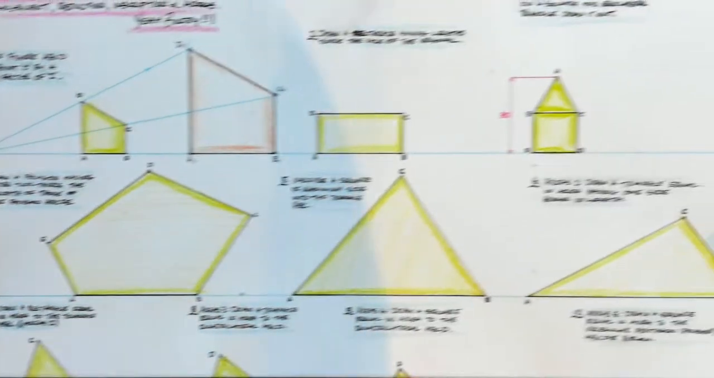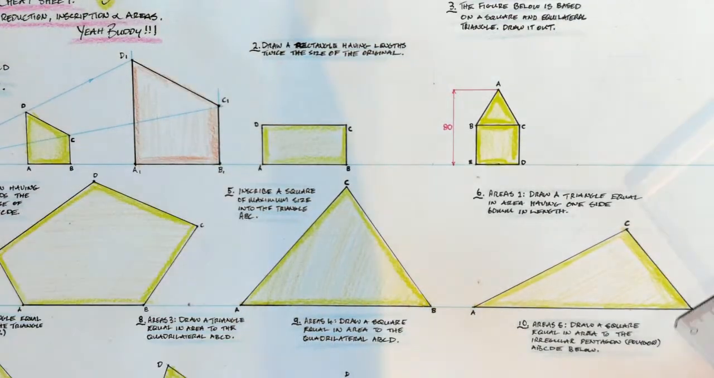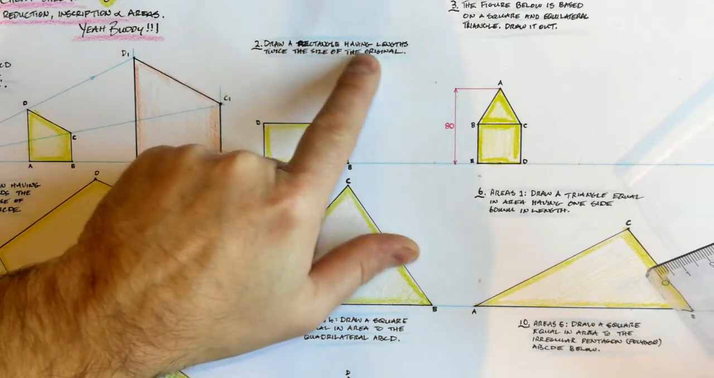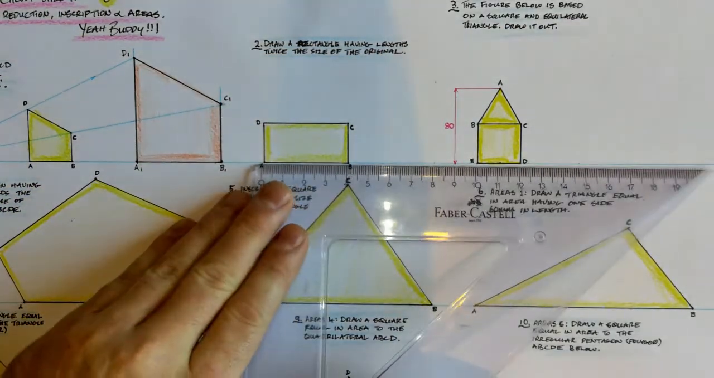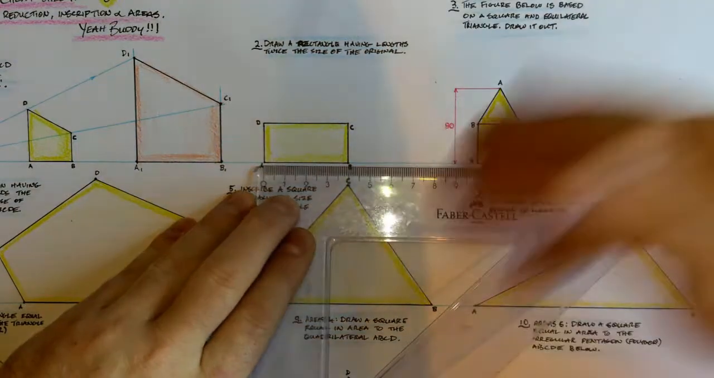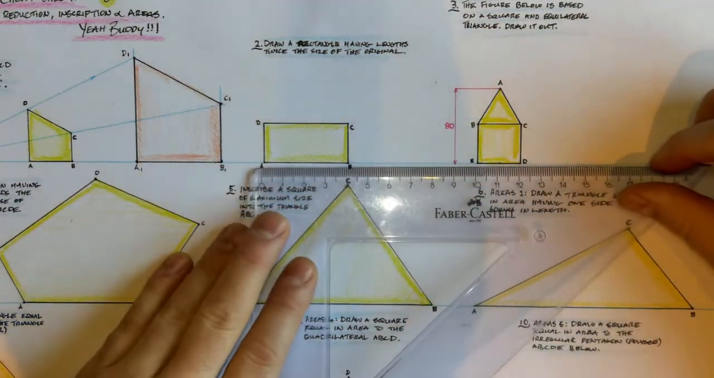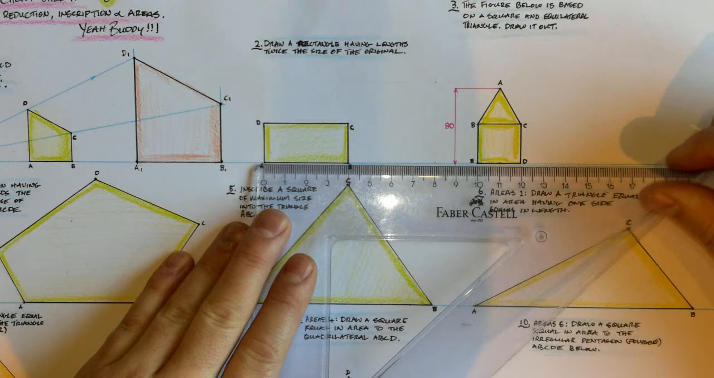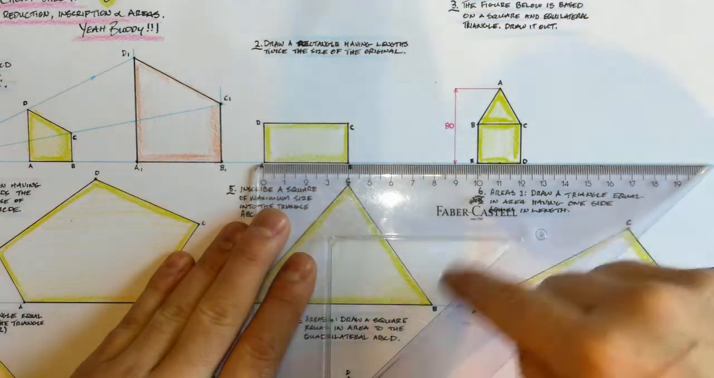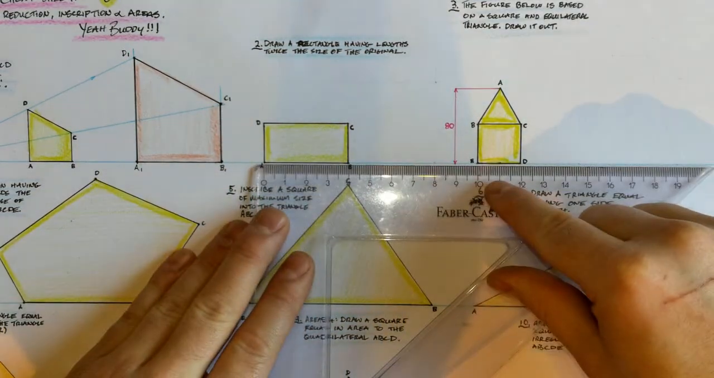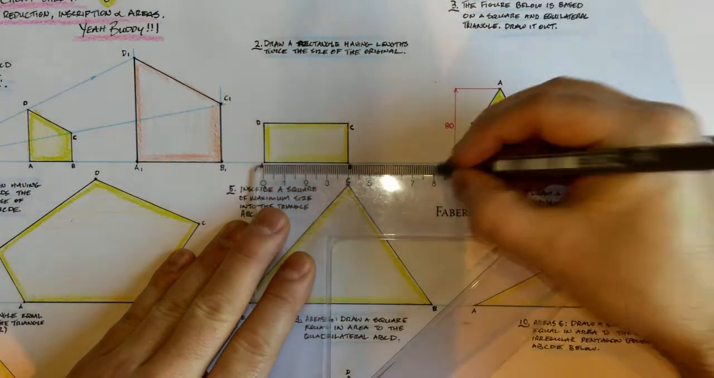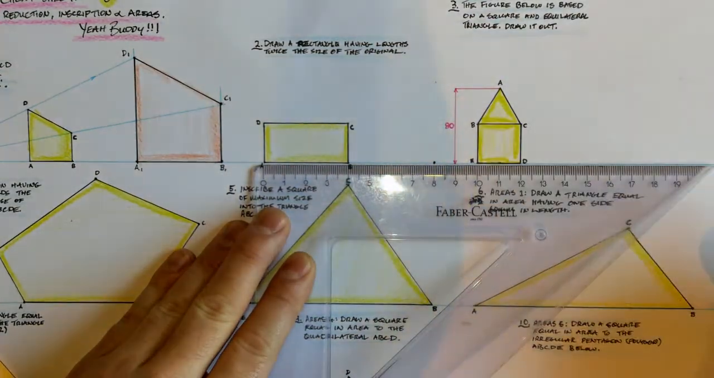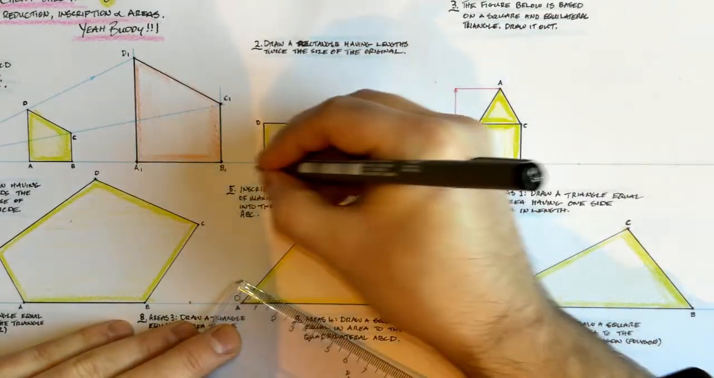Lovely, no problem. Next one, rectangle. Draw a rectangle having lengths twice the size of the original. You might say, well sure, I'll just measure that and maybe redraw it somewhere else. But what I want to show you is how to do that quickly without really measuring too much. We know that the length AB is 40, so if we're going twice the size, we're going to mark out 80 from point A, to double the length.